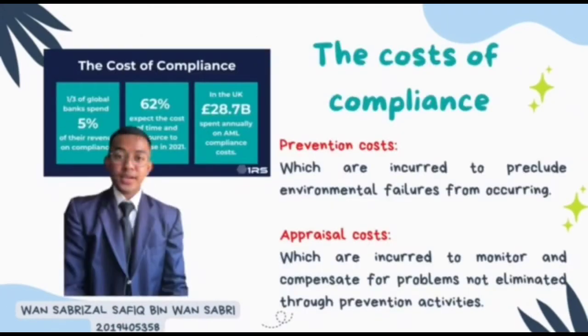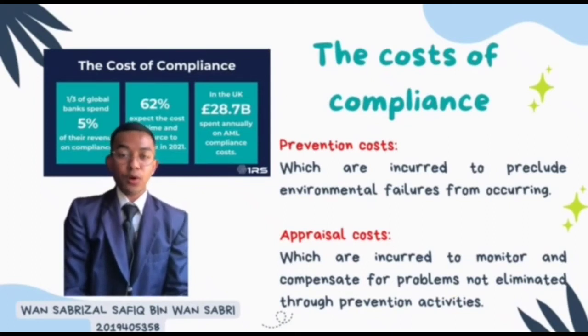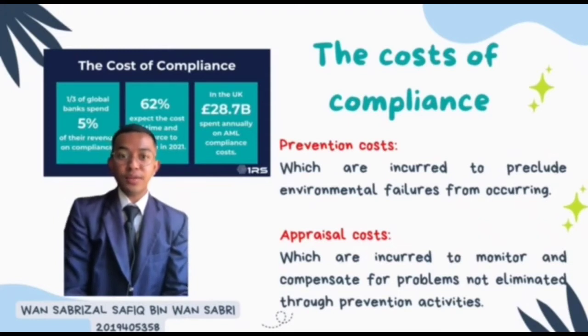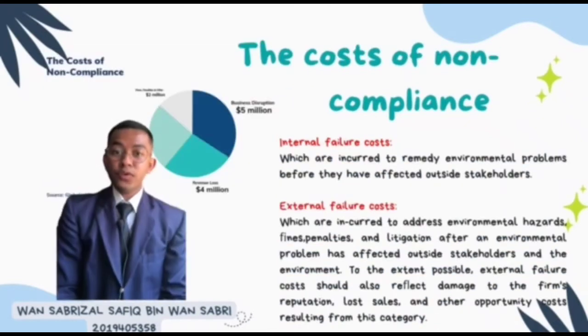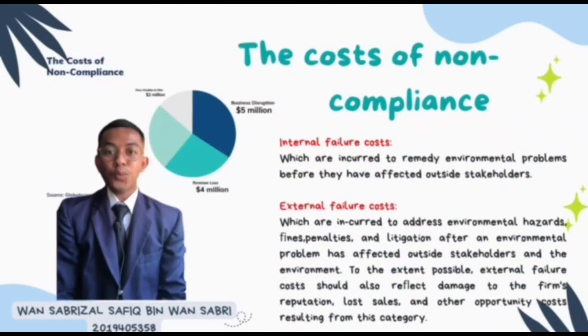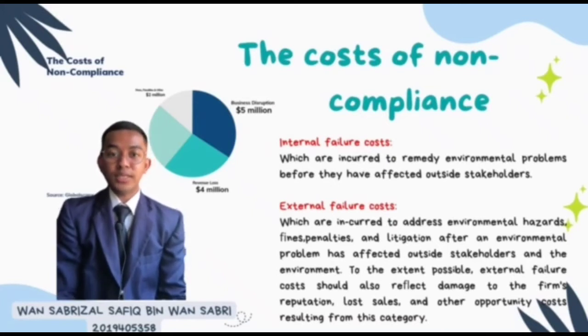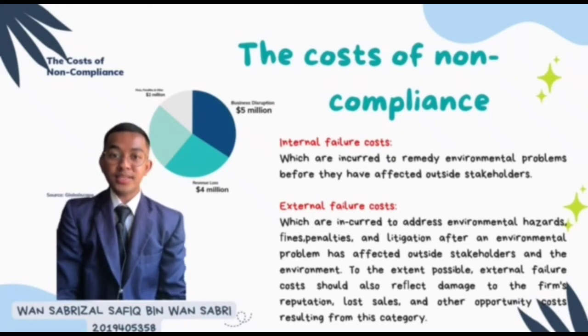The costs of compliance include prevention costs, which are incurred to preclude environmental failures from occurring, and appraisal costs, which are incurred to monitor and compensate for problems not eliminated through prevention activities. Meanwhile, the costs of non-compliance include internal failure costs, which are incurred to remedy environmental problems before they have affected outside stakeholders, and external failure costs, which are incurred to address environmental hazards, fines, penalties, and litigation after an environmental problem has affected outside stakeholders and the environment.